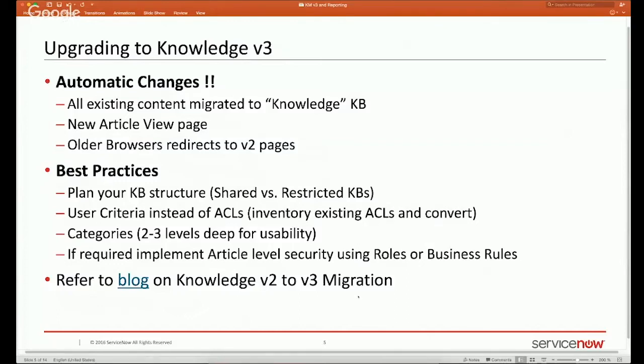Knowledge base security: up until Helsinki, the system uses user criteria at the knowledge base level. So if you want to implement article level security, then you can use roles or business rules to implement that. We have a detailed blog about that on the community as well. And all of the information related to upgrade, we have tried to create a primer source for all of that information, available in a blog, and we highly recommend that you read through that as you go through your migration.